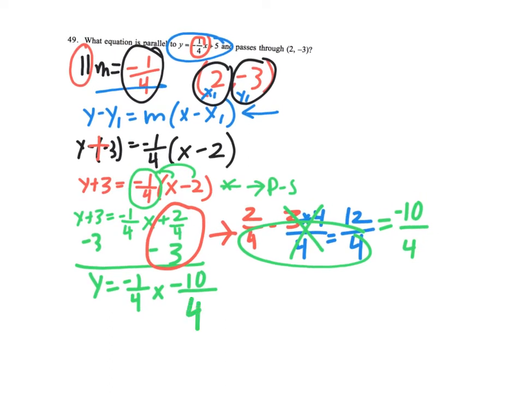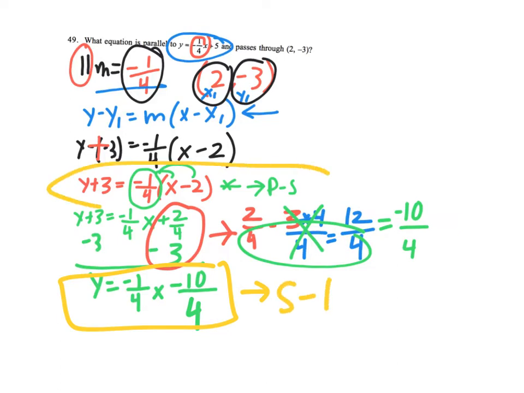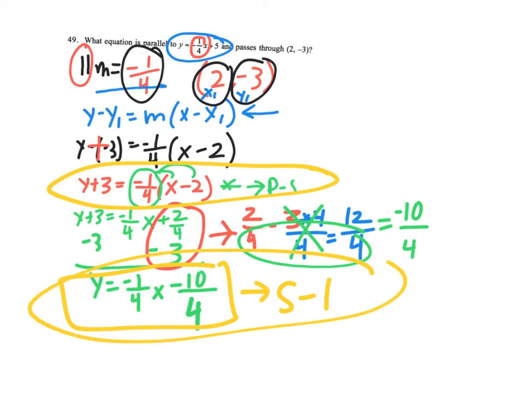My hope is that if they wanted it in this form, they would give you nicer numbers. But this one here is your slope intercept form. So either this one's your answer or this one. It's multiple choice. You just have to figure out what the answer is.